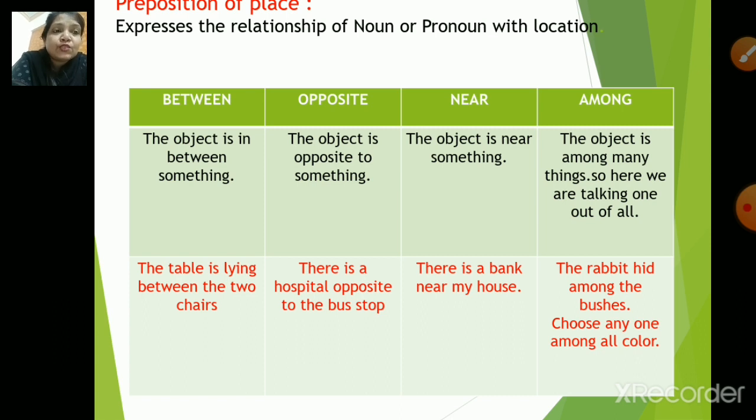Next one. Choose any one among all colors. Now over here, children, there are many colors, and we have to choose any one among all. So whenever we are framing this kind of sentences, we need to use the word among. So choose any one among all colors.